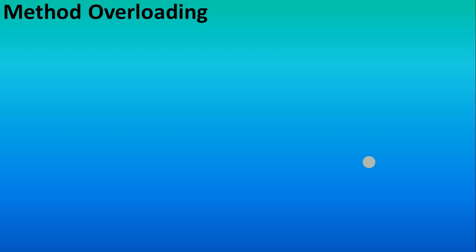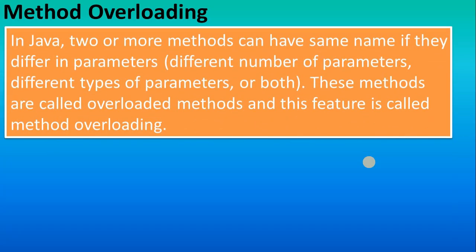Hello guys, today we will see the concept of method overloading in Java programming. So first you should remember this point in your mind. In Java, two or more methods can have the same name if they differ in the parameters. These methods are called overloaded methods and this feature is called method overloading.